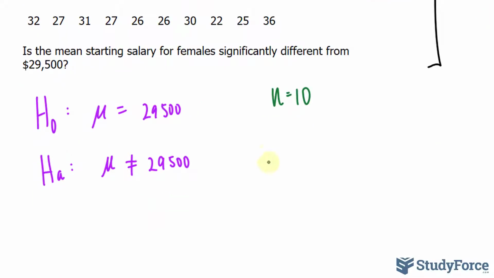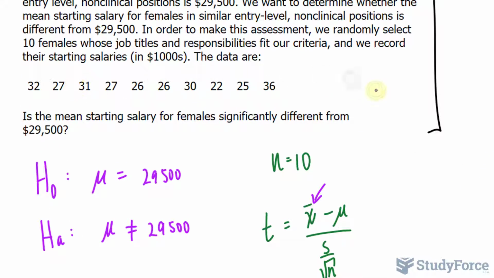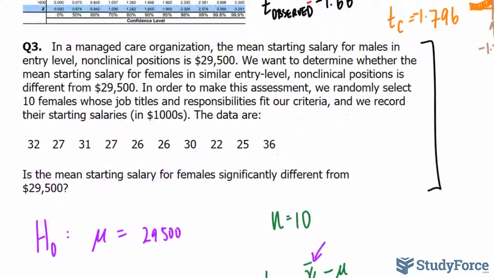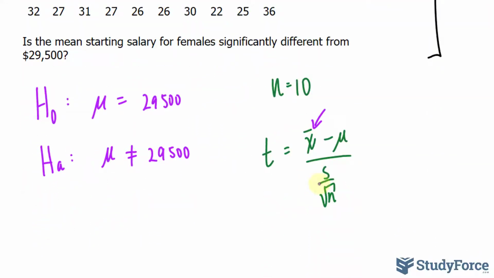And the formula that we use is this one. T is equal to x bar minus mu over s over the square root of n, where x bar is the average of the sample, which will be found soon. Mu represents the average for the males at 29,500. S we don't know, that's the standard deviation for this data. And n we do know. So we have to find out what this is and what that is.